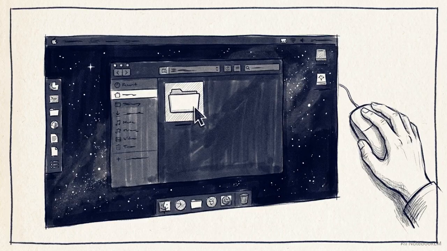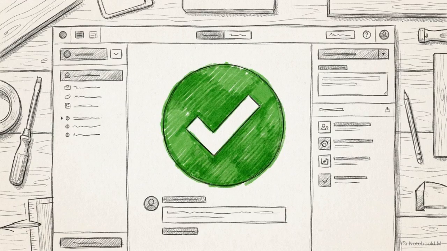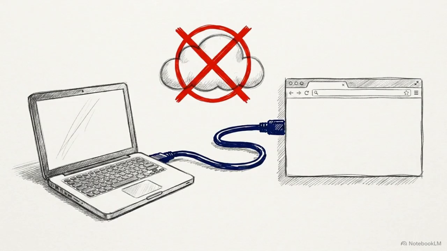Step 1 is getting the data into the system. You just drag your raw CSV file directly into the MLdeck interface. You will notice the file loads instantly. Because there is no upload process, the tool is reading the file directly from your local hard drive.